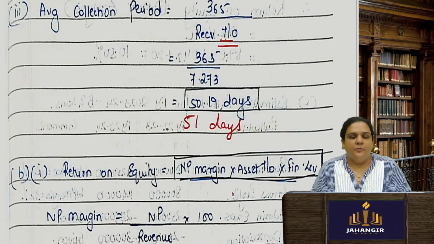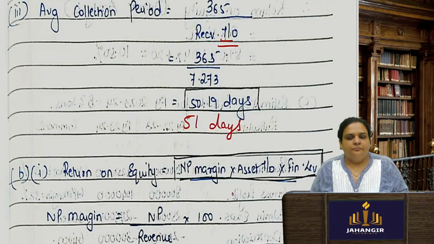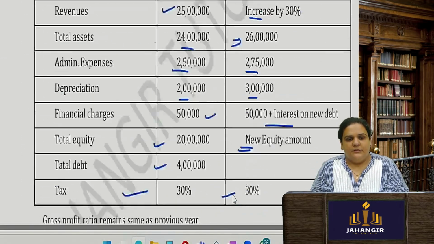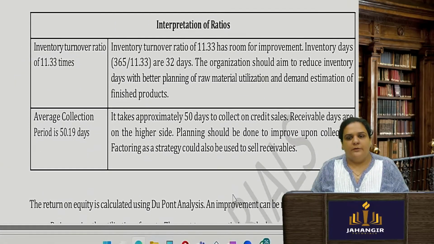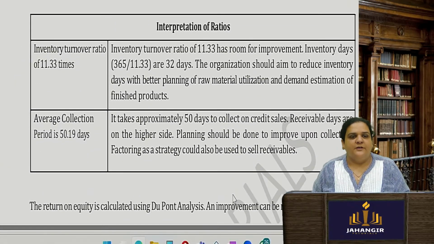Now, after doing this, they are saying interpret the ratios. Interpretation I have given to you all over here. You can write in your own words. First one is your inventory turnover ratio, which is 11.33 times. This has room for improvement, meaning inventory is slow-moving. They're staying for 365 divided by 11.33, 32 days. So they should aim to reduce the inventory days with better planning of raw material utilization and demand in the market.